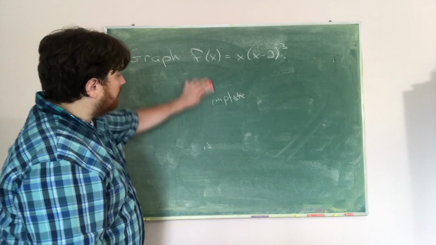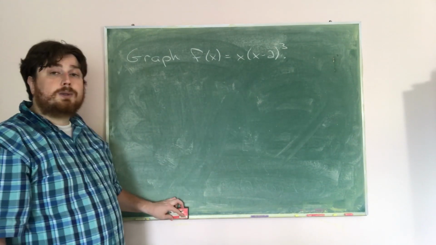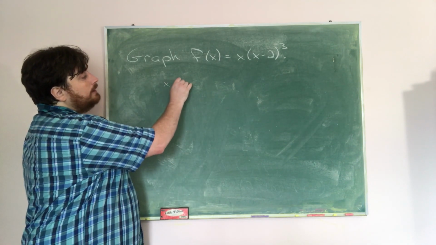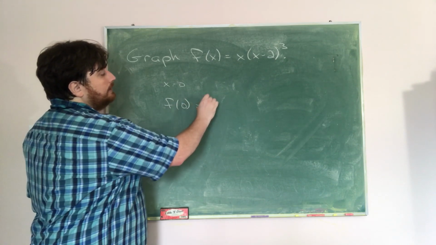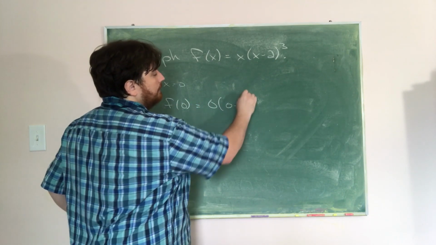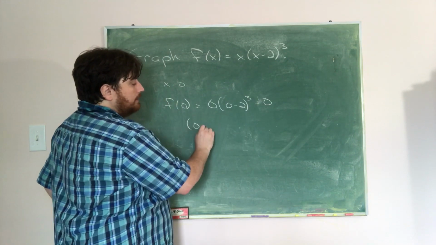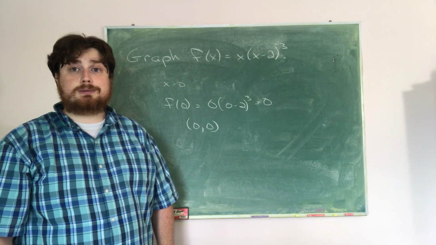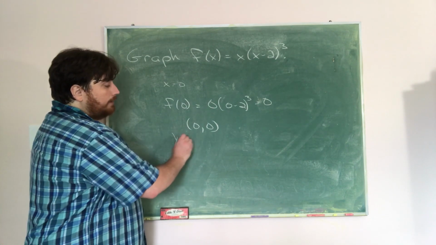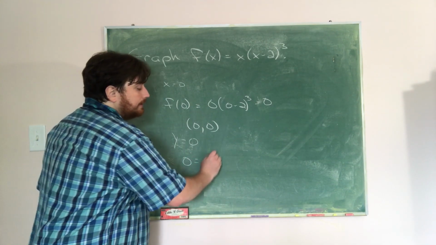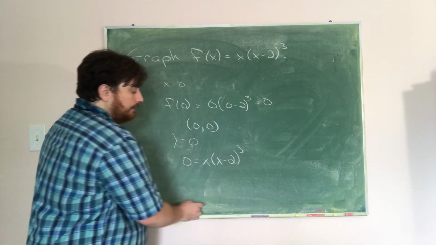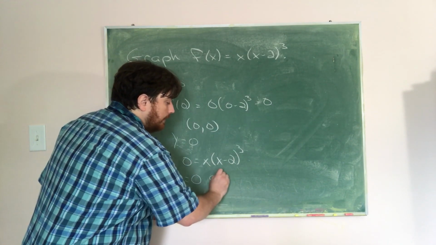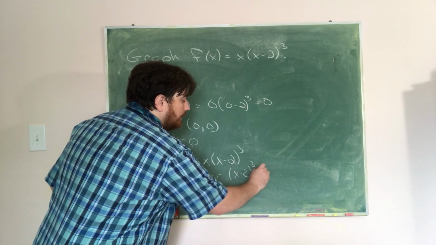When we're looking at intercepts, we just want to know, if x is 0, what's y? And if y is 0, what's x? In this case, let x be 0. Then f of 0 is equal to 0 times (0 minus 2) cubed, which is 0. And so the y-intercept is at (0, 0). For the x-intercepts, we're going to let y be 0. So we'll let 0 equal x times (x minus 2) cubed. Remember that a product is 0 if one of the terms is 0. So either x is 0 or (x minus 2) cubed is 0.